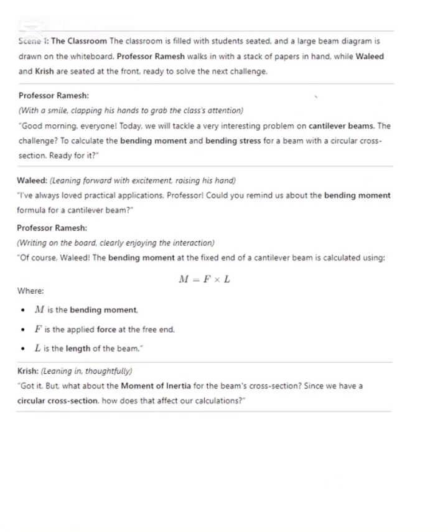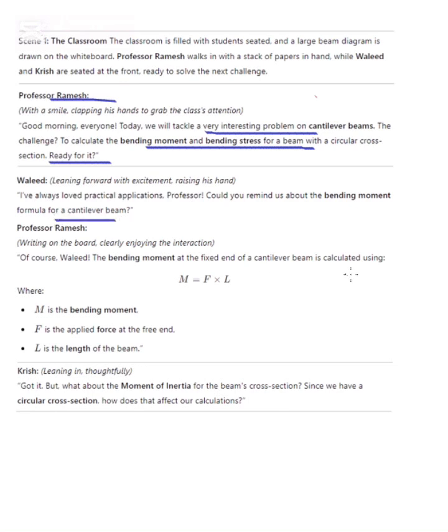So this is the discussion between the professor and the student. Professor: Good morning everyone. Today we will tackle a very interesting problem on cantilever beams. The challenge is to calculate the bending moment and bending stress for a beam of circular cross section. Are you ready for it? Student: I always love practical applications. Professor, could you remind us about the bending moment formula for a cantilever beam?